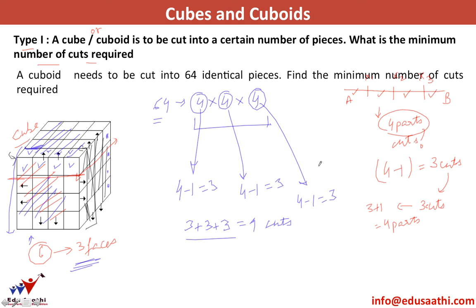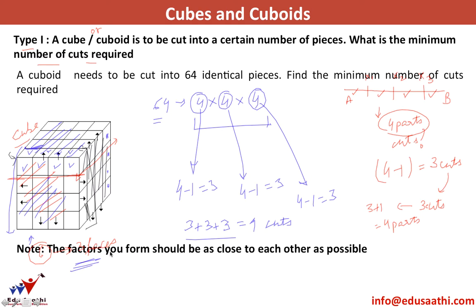There's some important thing which you should note here. The factors that you form should be as close to each other as possible. Now some of you might think that I can also have 64 as 8 into 8 into 1. This is also, we are dividing 64 into 3 parts. Why 3 parts? Because we need to cut only 3 faces, as I discussed.